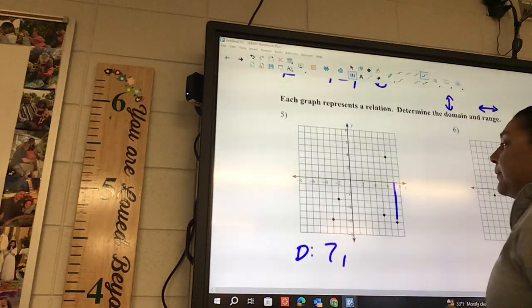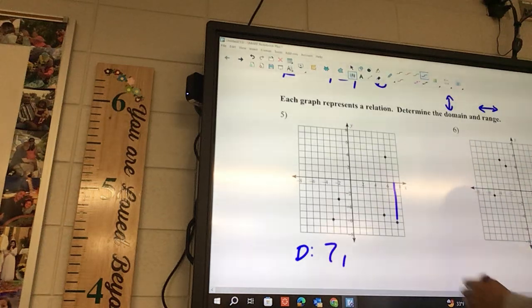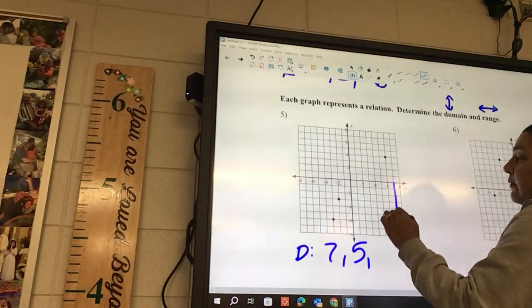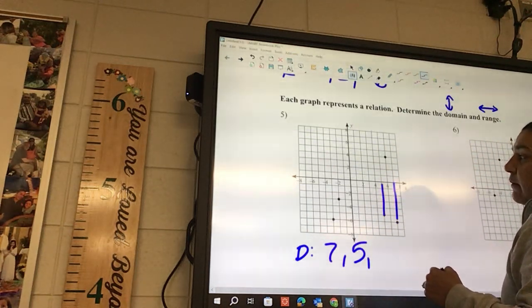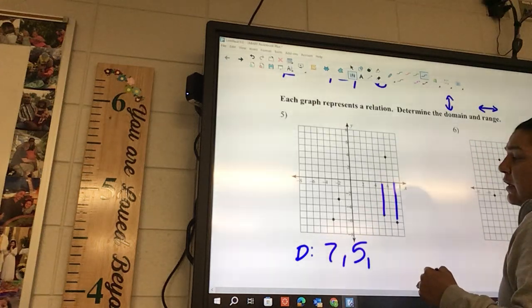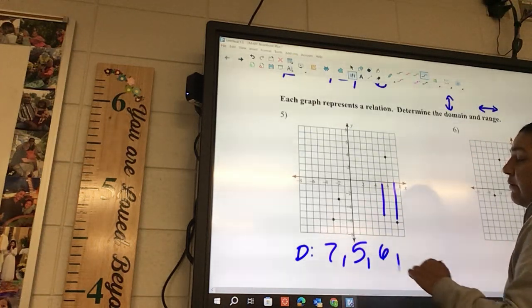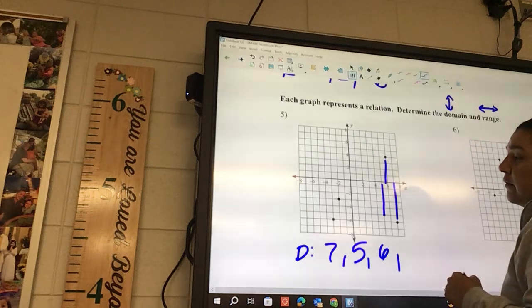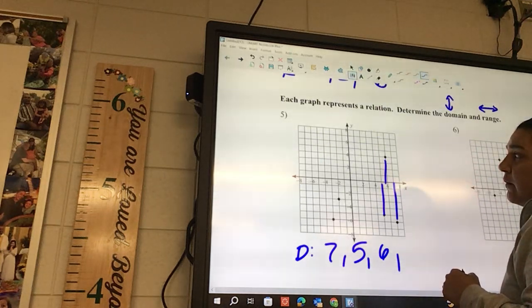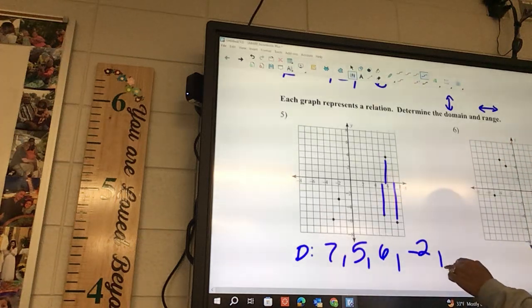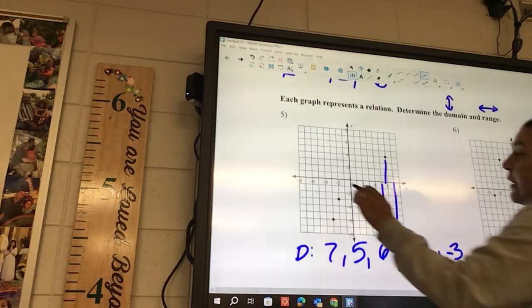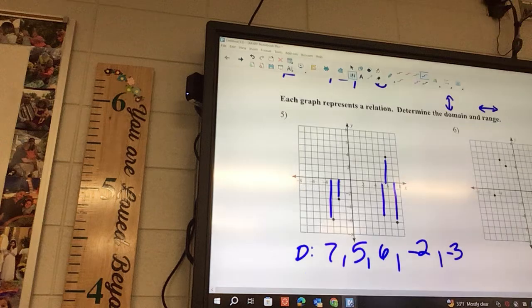What's another one? 5. What's another one? 6. 6 is 1. What else? -2 and -3. Okay, so the domain does all of the up and down dots.